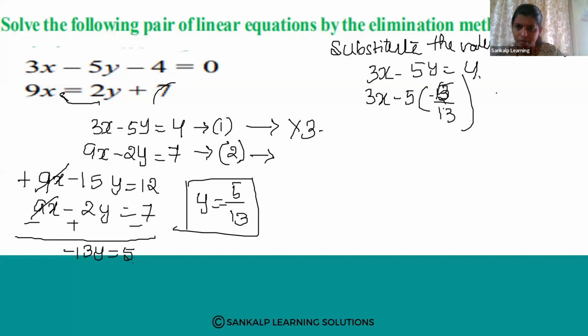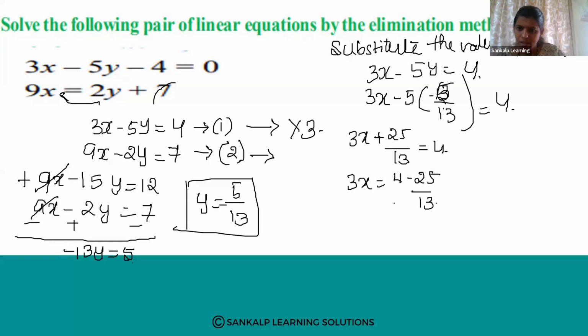Five divided by 13. 4. 3x minus into minus plus 25 divided by 13 is equal to 4. Now transfer this 25 divided by 13 to this side. 4 minus 25 divided by 13 you will get. Now take LCM. LCM is 13. So 4 into 13, 52. 52 minus 25. 3x is 52 minus 25.